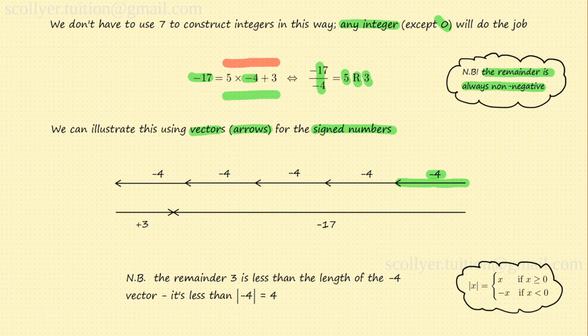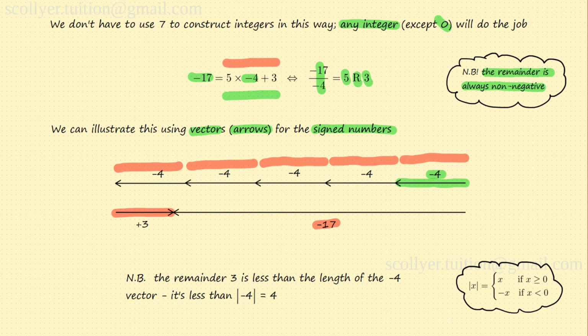So to produce minus 17, we start off with minus 4, add minus 4 to take us to minus 8, minus 4 to minus 12, minus 4 to minus 16, which isn't quite far enough, then minus 4 to minus 20, which is too far, so we have to come back by plus 3 to produce the minus 17 arrow, which points to the left.